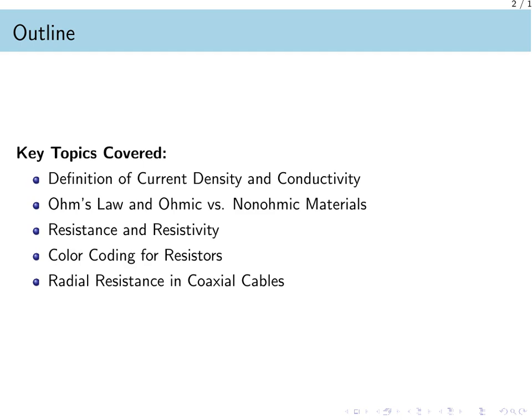We will start with the definition of current density and conductivity. Next, we will discuss Ohm's law, exploring the difference between ohmic and non-ohmic materials. Then, we will formally define resistance and resistivity, looking at how they depend on a conductor's physical properties. We will also cover the standard color coding used for resistors in electric circuits. Finally, we will apply these concepts to calculate the radial resistance in coaxial cables.